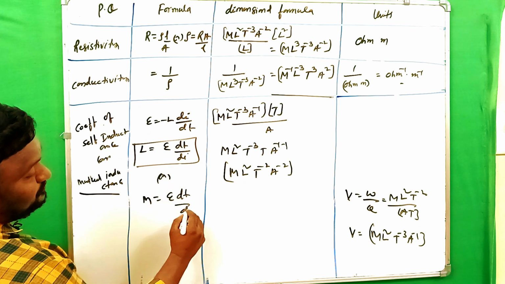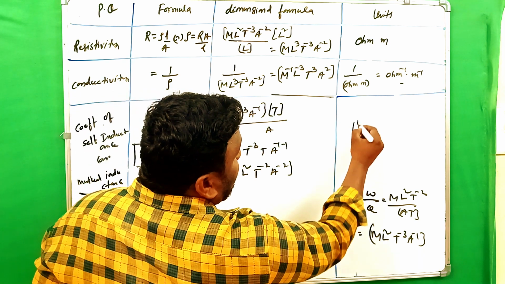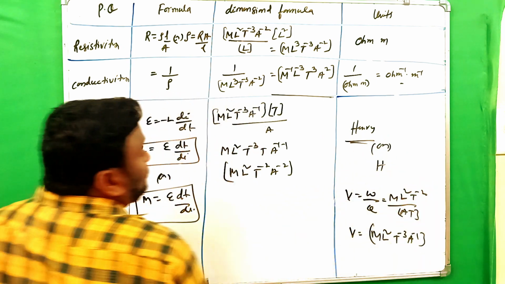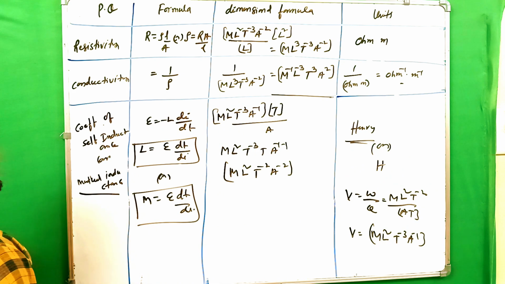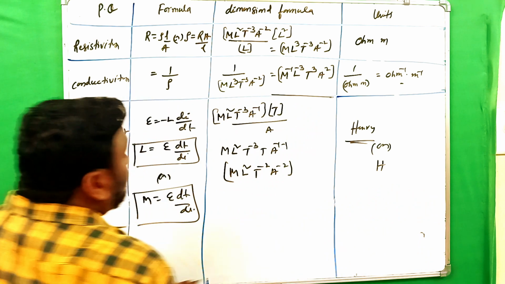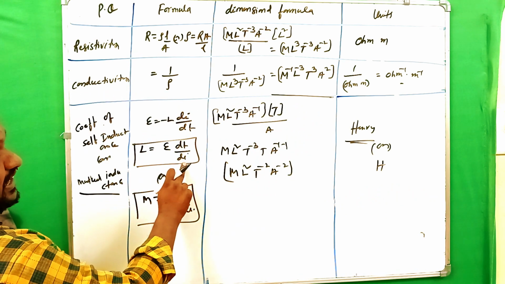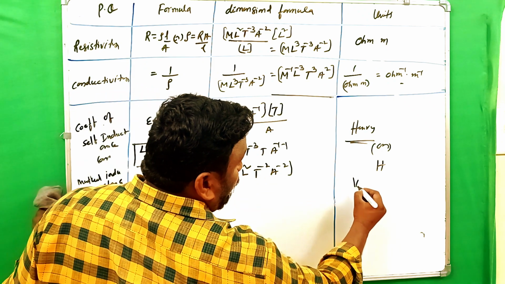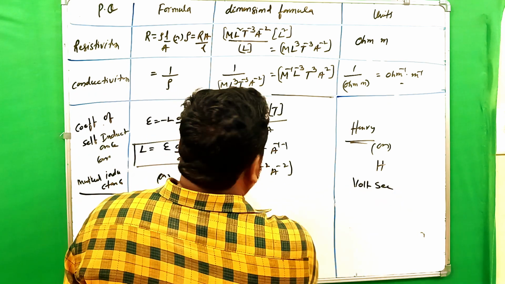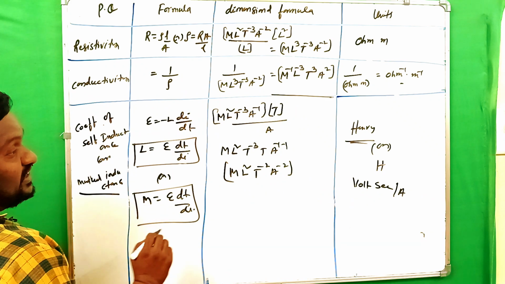Same thing here. Clear? Its unit is Henry, which we can show as capital H. Otherwise you can write the unit like this also. From this formula, L is equal to epsilon into dt by di. What is epsilon here? EMF, volt. So volt second per ampere also you can write.